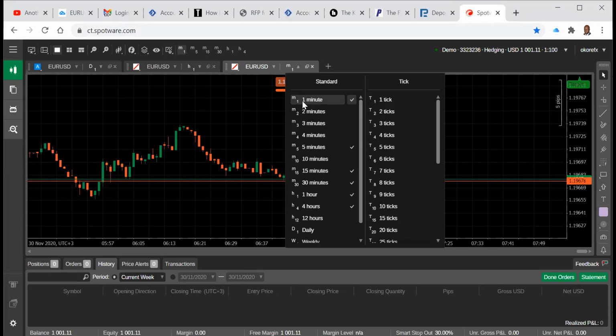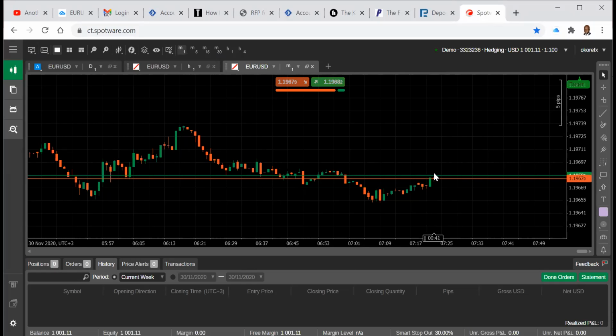If one pip is about $10, then for you to make $100, you probably have to do only about 10 pips. Yeah, that's true. So I'll let you deal with the dynamics of that.